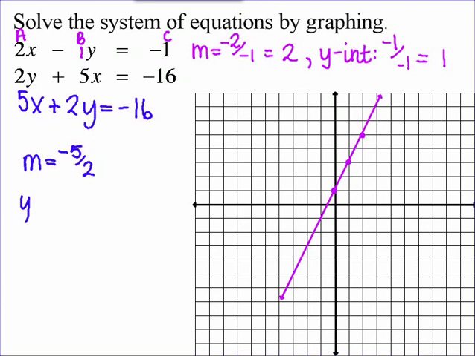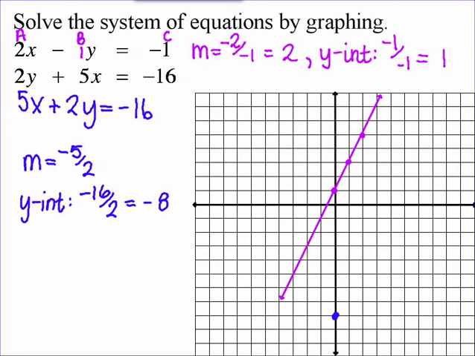Your y-intercept is c over b. So what is c? -16 divided by -2, which is -8. So that means I'm going to come down here to -8. So 1, 2, 3, 4, 5, 6, 7, 8.